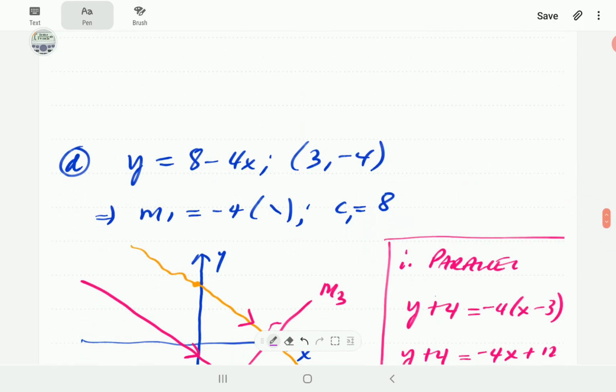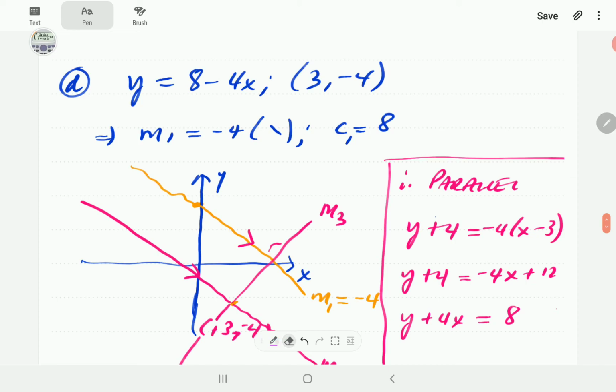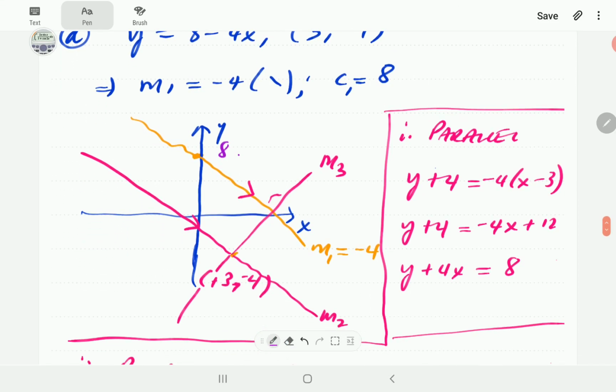So in D, we have y equal to 8 minus 4x. We're looking for a parallel line through (3, -4). This is already in standard form, from which this is going to be our gradient. Since it's negative, the line is downsloping. This is going to be our y-intercept, so that is (0, 8). So our line is downsloping, and that's going to be the orientation of it.